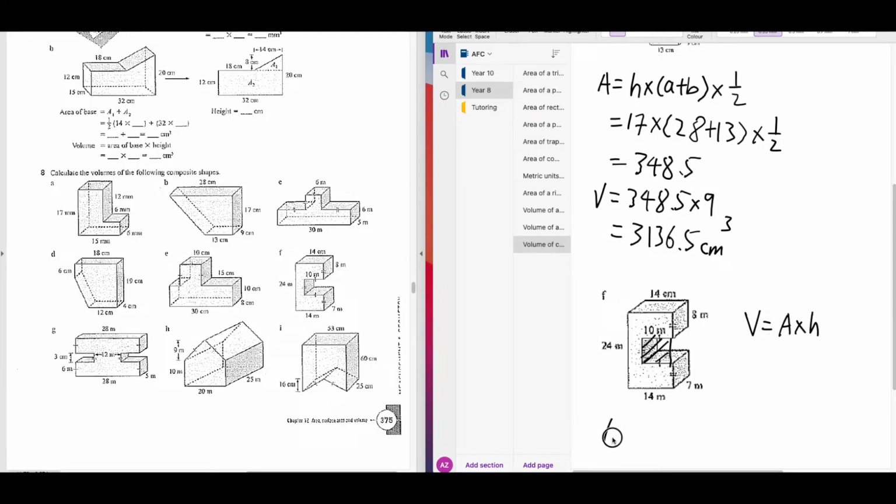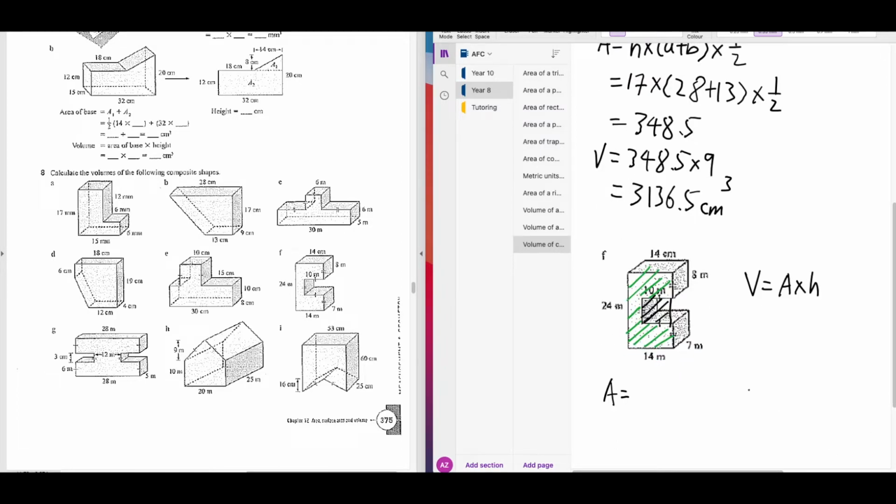Now how do you find the area? Well, we can work out the area of this shape, the green shaded part, by working out the area of the whole rectangle, take away the black shaded part, right? So what's the area of the whole rectangle? Well, the whole rectangle is going to be 24 times 14. Oops. 24 times 14. And we have to take away the area of the black shaded part.